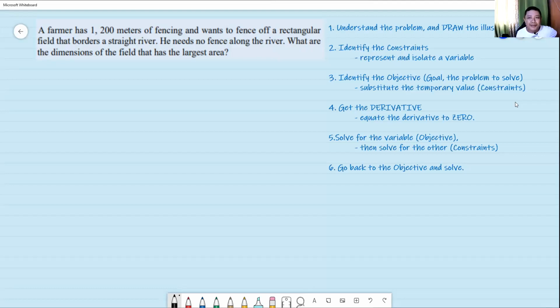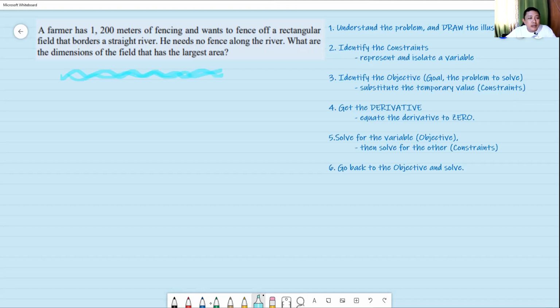Oh, okay. So, were you able to imagine the problem? A farmer has 1,200 meters of fencing. That's the limitation. That's the given. And wants to fence, but that doesn't end there. Take note of this. And wants to fence off a rectangular field that borders a straight river. Oy, sabi nga, understand the problem and illustrate. So, merong river. There's a river here.